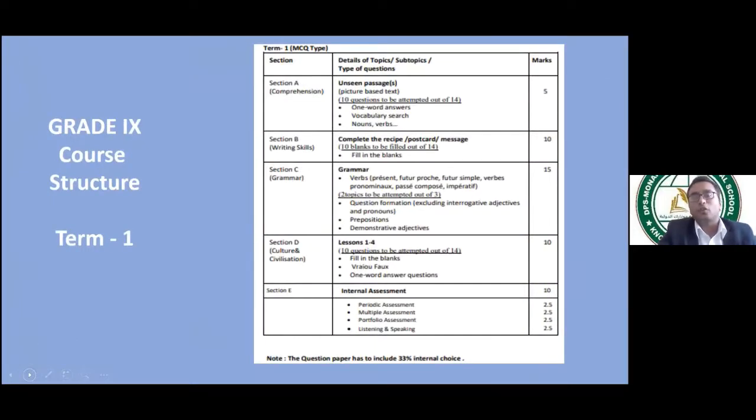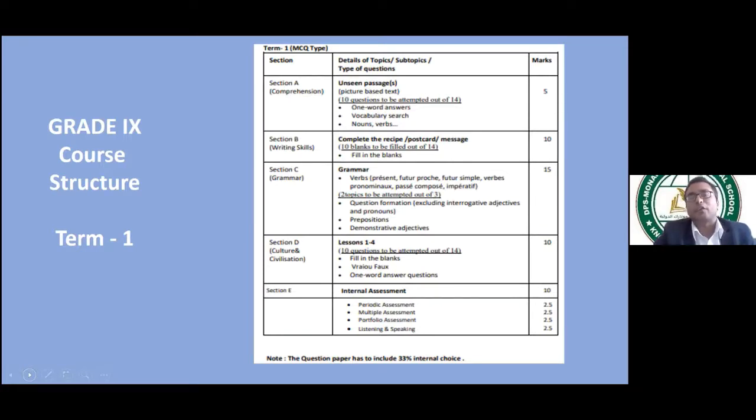Now let's have a look at the course structure of grade 9. It has been divided into 5 parts. Section A is very similar to grade 10. Section A consists of 5 marks. 14 questions would be given and the students have to attempt any 10 questions of their choice. Section B will have questions on a recipe, that is the completion of recipes, postcard or a message. They don't have to write again, it is all objective. Out of 14 questions, 10 questions they have to attempt and there would be choices for every blank.